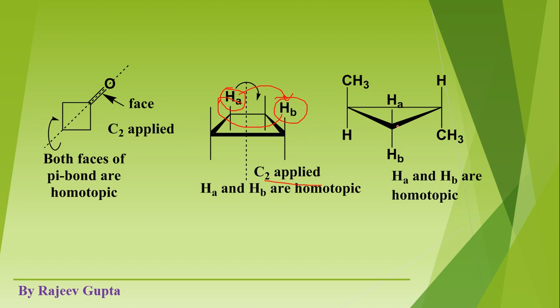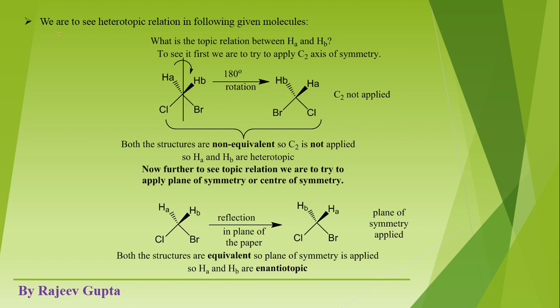Again here we apply C2 symmetry, which passes through this line, 180 degrees. This methyl goes over here and this methyl goes over here, and HA and HB are exchanged. So here HA and HB are homotopic. Now we are going to see the heterotopic relation in the following molecule. These previous examples were related to the homotopic relation. Now we move towards the heterotopic relation.